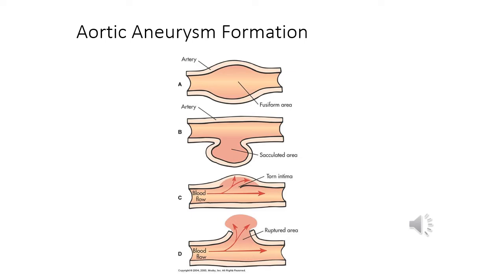These are more common in men, and the incidence increases with age. We're going to talk about abdominal aortic aneurysms and thoracic aneurysms. Three-fourths of all aortic aneurysms are abdominal aortic aneurysms, and one-fourth are thoracic.